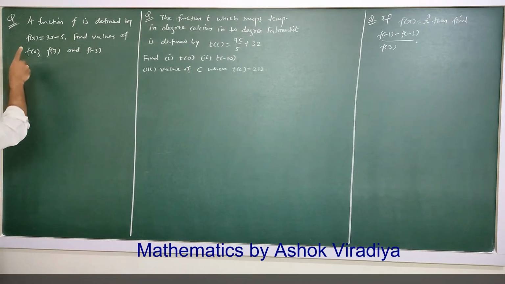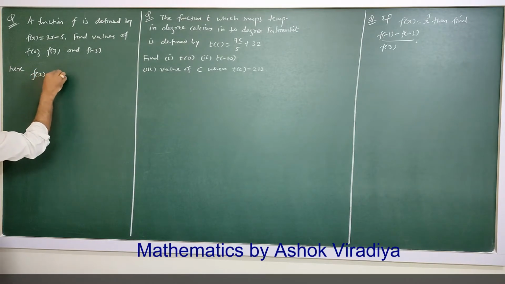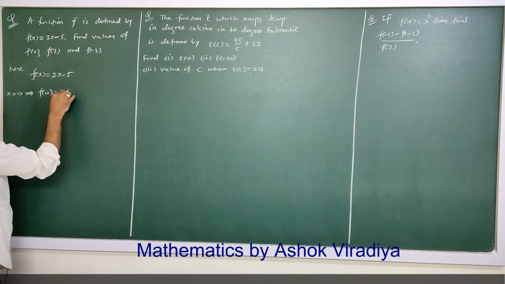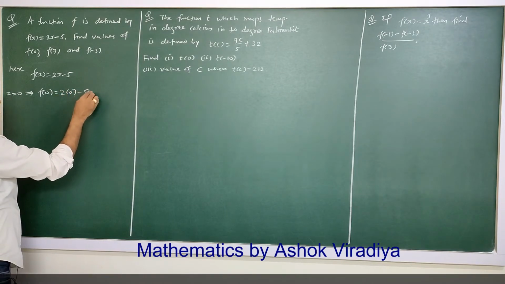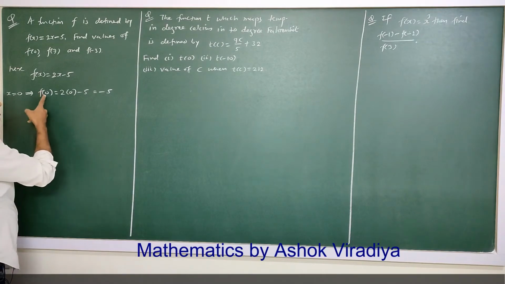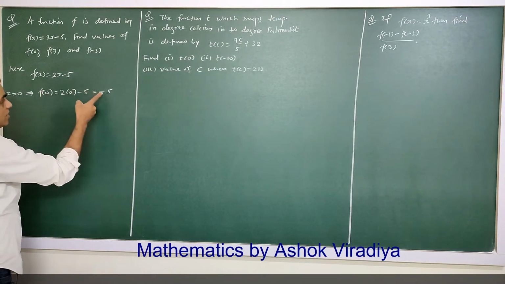A function f is defined by f(x) equal to 2x minus 5. Find the values of f of 0, f of 7 and f of -3. Putting x equal to 0, we get f of 0 is 2 into 0 minus 5, that is minus 5. So the image of 0 under f is minus 5.